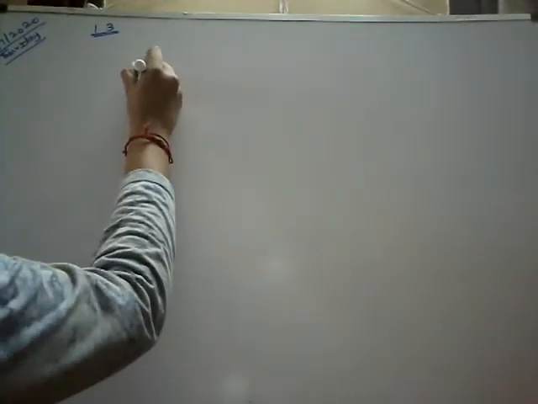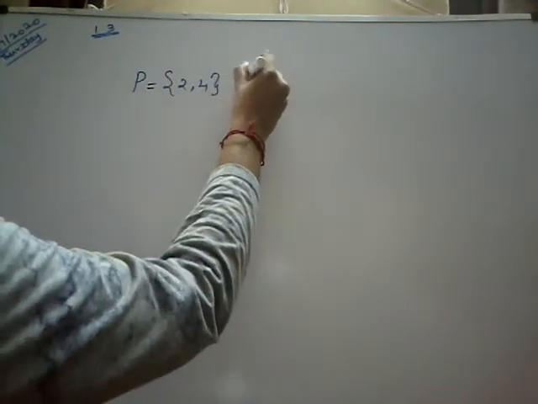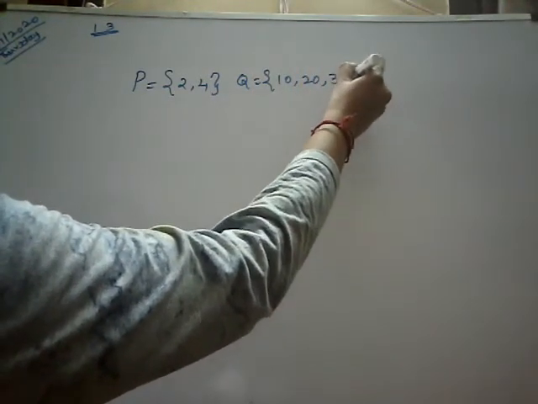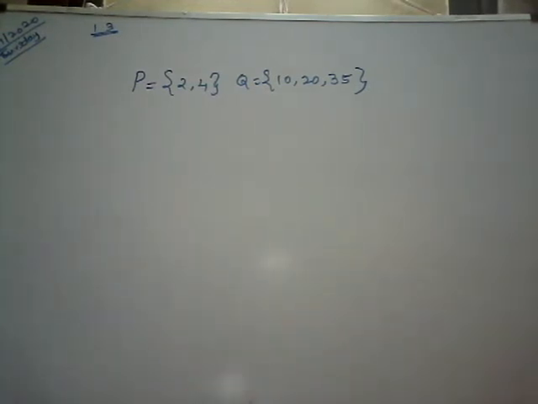Okay, before going into today's class, first we will explain what is a relation. You have already learnt what a relation is in earlier classes. Suppose a set P contains 2, 4 and Q is a set that contains 10, 20, 35. These two sets: P is 2, 4 and Q is 10, 20, 35.